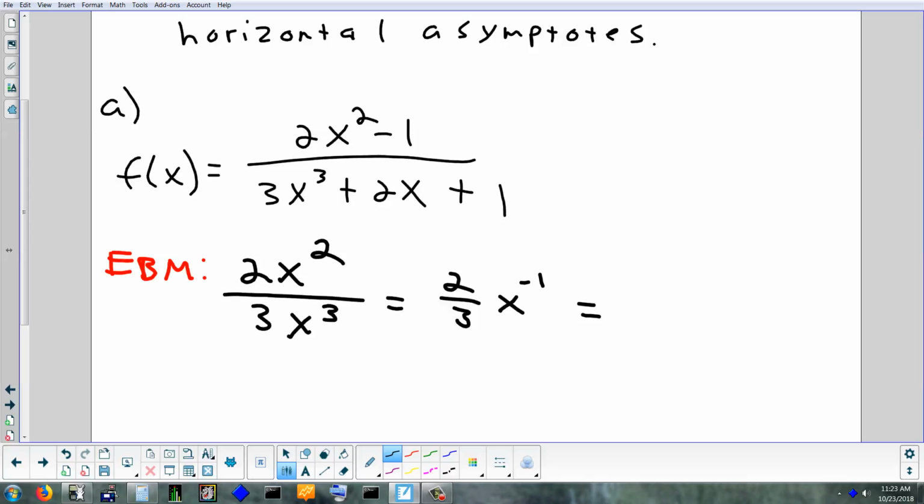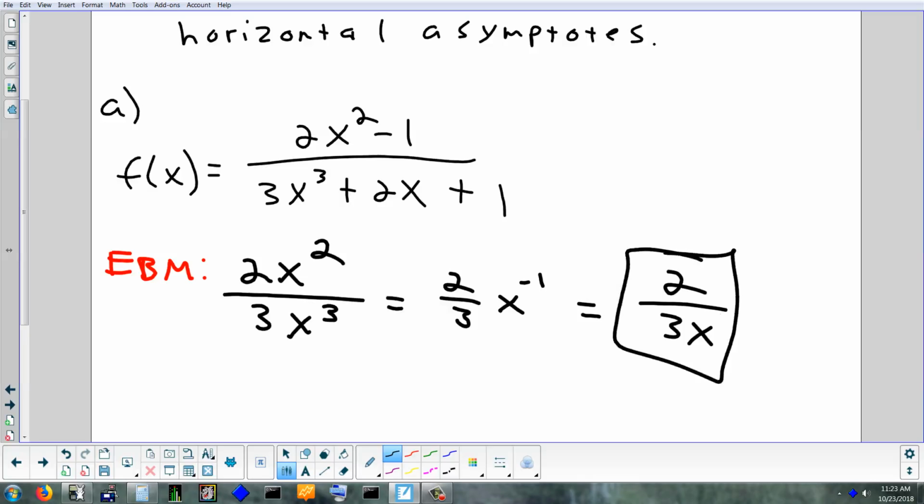Anytime you have a negative exponent, that means your variable should be in the bottom. So if you just put it in the bottom, you might feel like, well, wait, where'd the -1 go? It's right here. But when you put it in the bottom, you don't write it as negative anymore. So if it was a -2, I would have put 2 over 3x squared. If it was a +2, I would keep the variable in the top. So a negative exponent puts the variable in the bottom, and a positive exponent on a variable goes in the top. So that is my end behavior model.